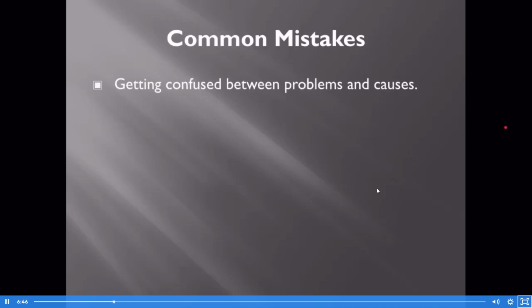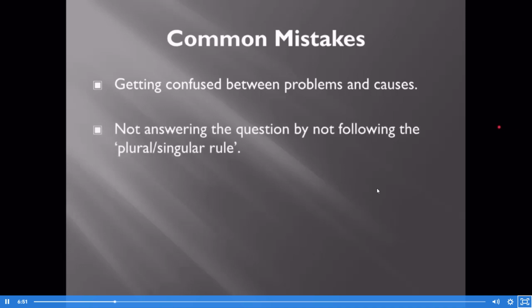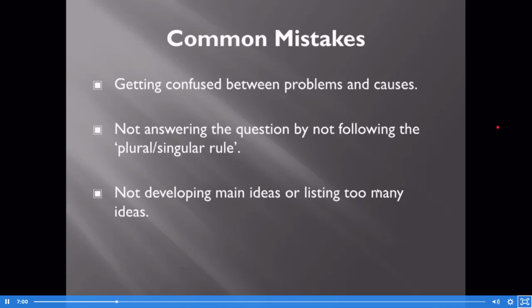So let's have a think about these common mistakes. So getting confused between problems and causes, we've already discussed that. Not answering the question by not following the plural singular rule. I'll tell you about this in this lesson, so don't worry if you don't understand that. Not developing main ideas or listing too many ideas. It is very common for people to be able to think of many different problems. Human beings are excellent at thinking of problems, and that's how many of our brains are wired. Not so good at thinking of solutions.